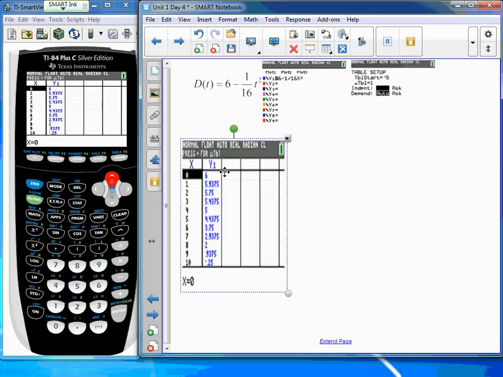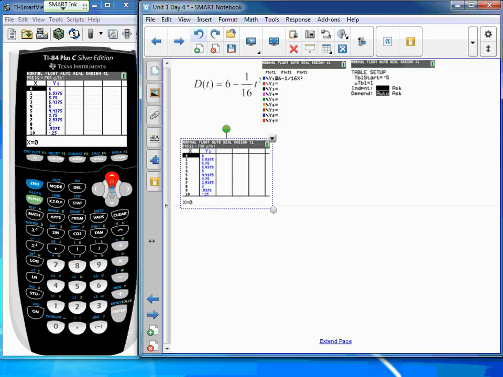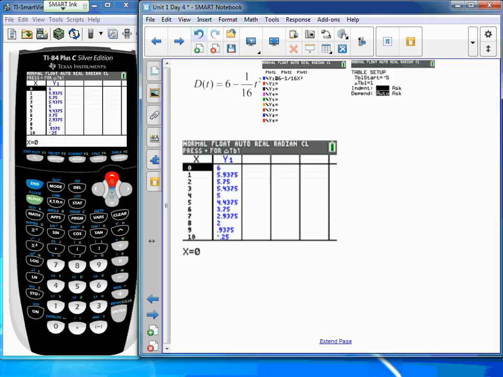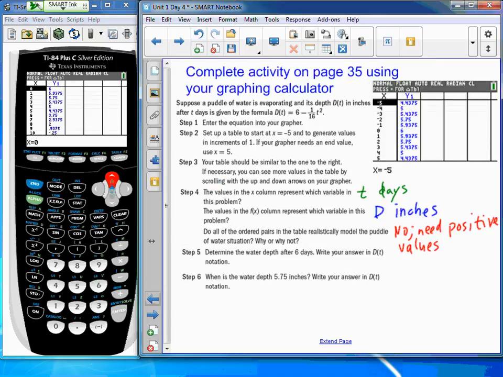So as I look at my table, can we answer questions like, what's the depth of the puddle after 6 days? Yeah. The depth of my puddle after 6 days is 3.75 inches. So I can write that in function notation. I would say d of 6 equals 3.75. In a sentence, after 6 days, the puddle is 3 3/4 inches deep.